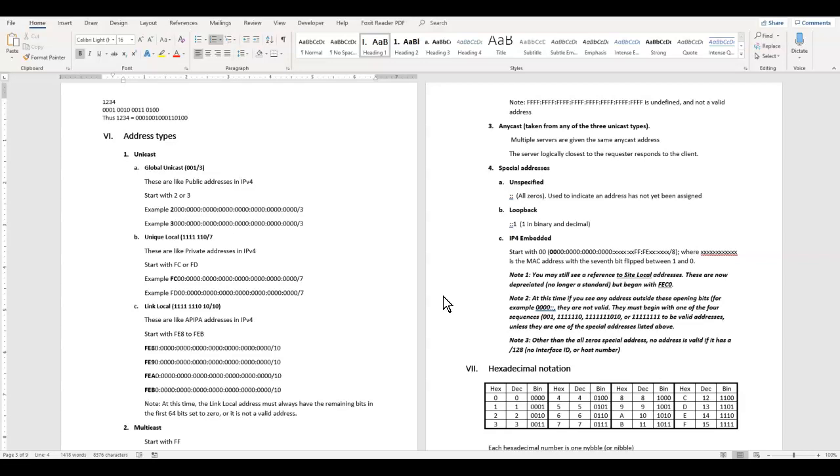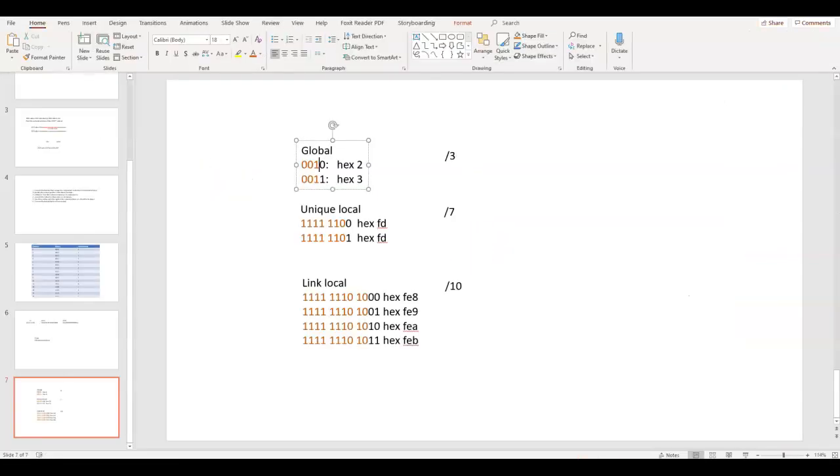It's always going to begin with either a 2 or a 3. Anytime you see an IP version 6 address that begins with either 2 or 3, you know immediately that this is a global unicast or a public IP address. Let's take a look at what these addresses look like and see why they begin with either 2 or 3. They always begin with 001. By the way, this is the binary 001/3. Now what does that mean?